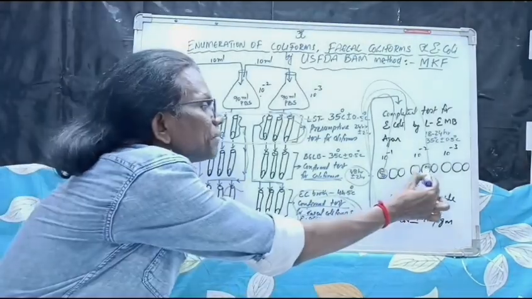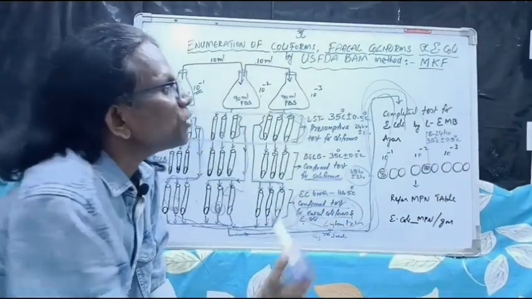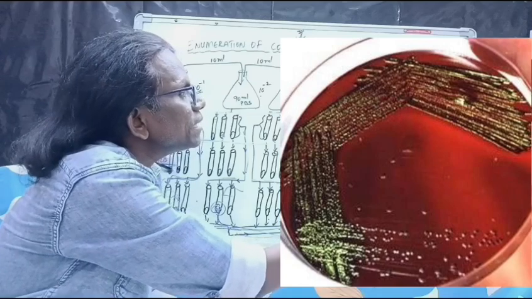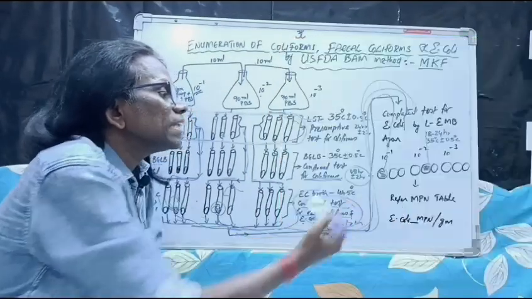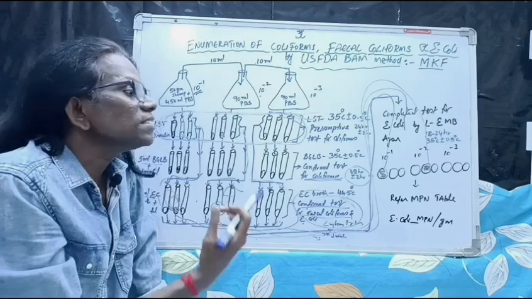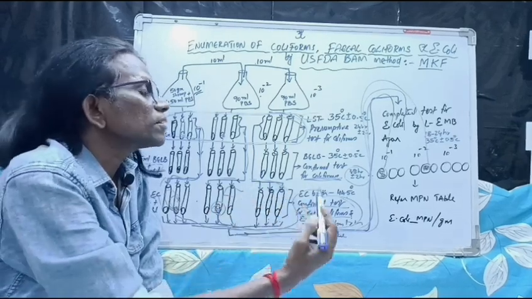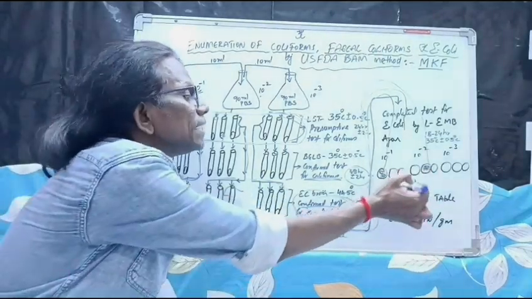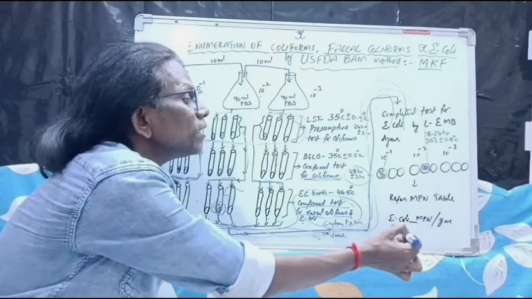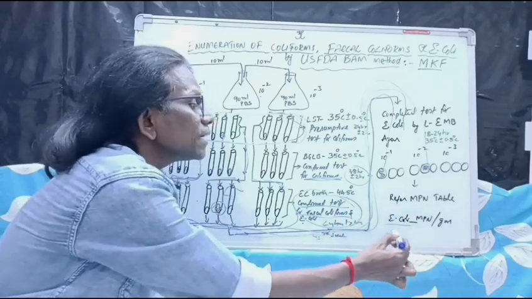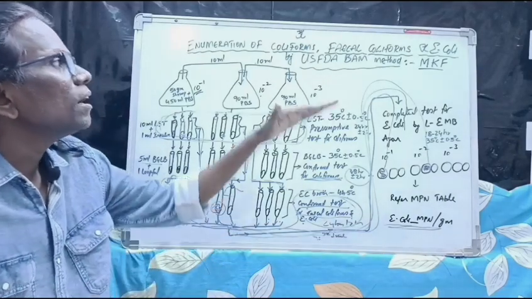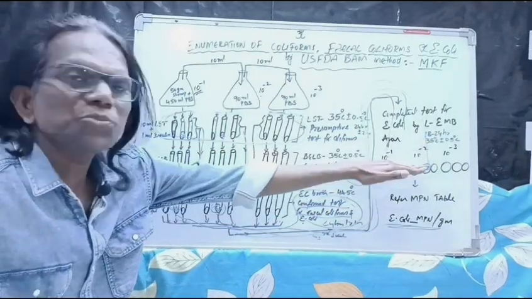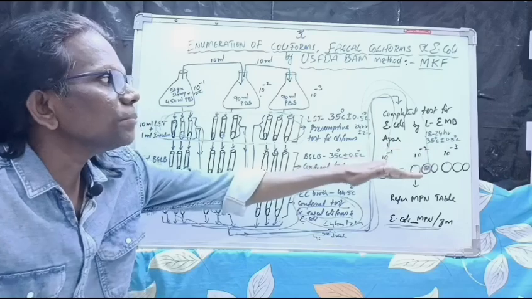Streak onto the LEMB agar and incubate at 35 degrees centigrade. Look for dark centered flat colonies with or without metallic sheen. That is the suspected colony characteristic. Observe the suspected colonies in the plates, refer to the MPN table and express the result as MPN per gram. So this is about the completed test for Escherichia coli, the LEMB test.